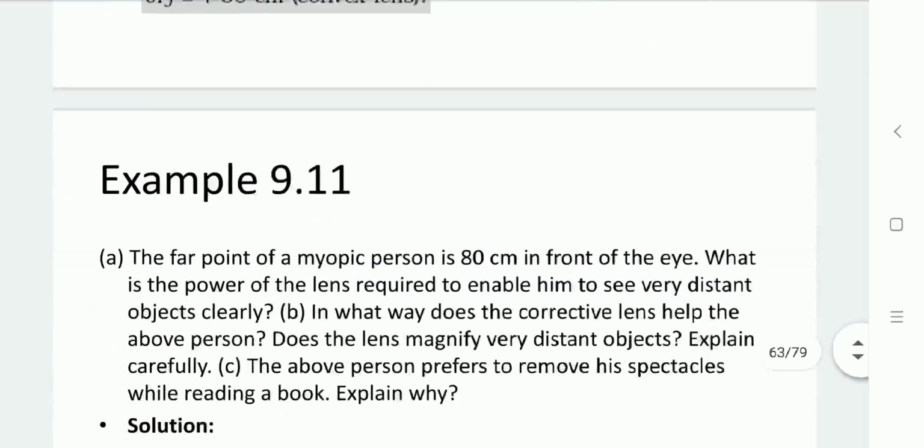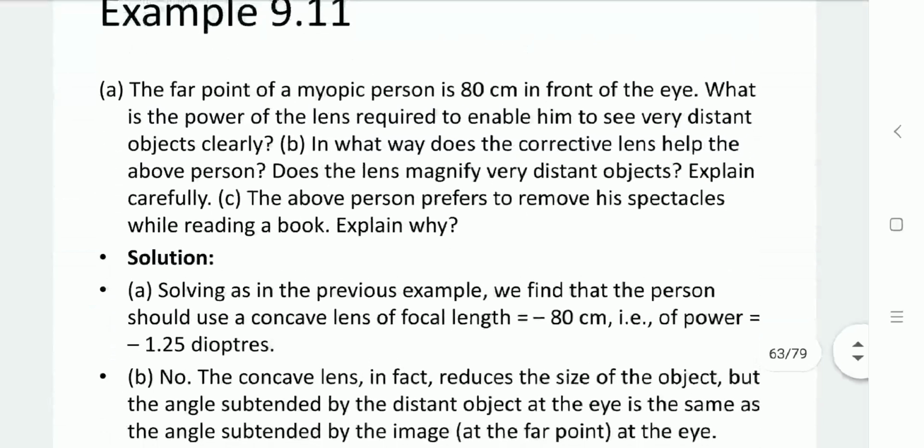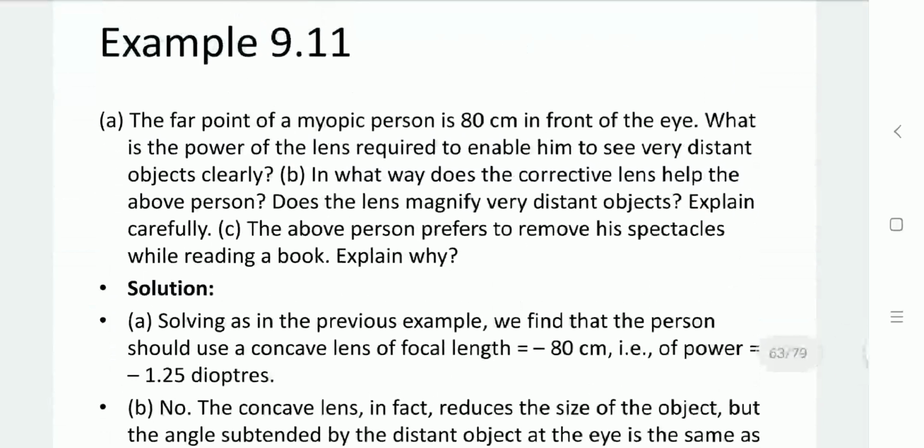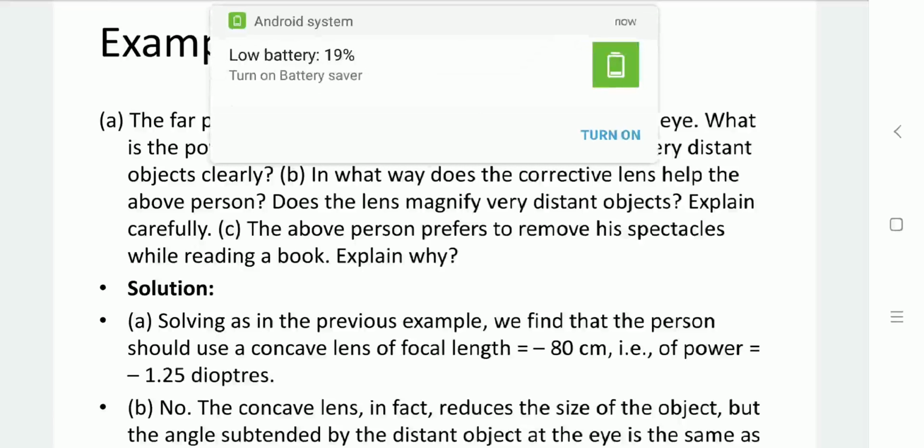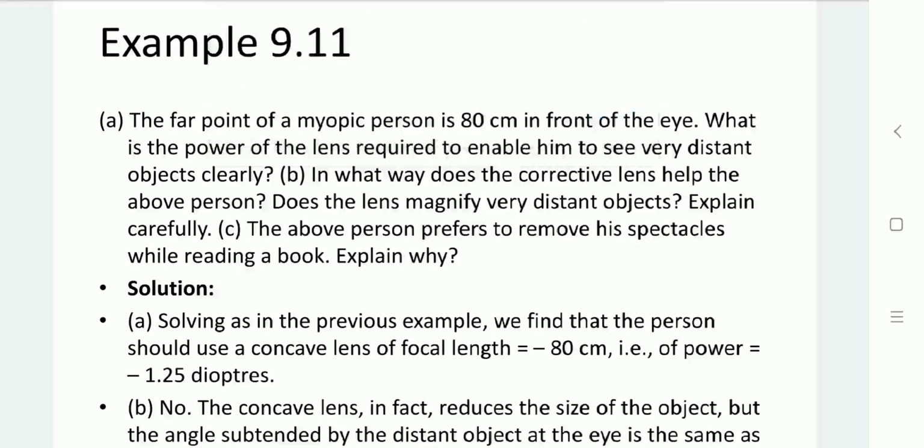Next example. The far point of a myopic person is 80 centimeter in front of the eye. What is the power of lens required to enable him to see very distant objects clearly? In what way does the corrective lens help the above person? Does the lens magnify very distant objects? Next, the above person prefers to remove his spectacles while reading a book. Why?